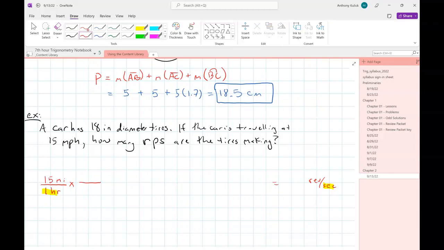I don't know how many seconds are in an hour, but I know 1 hour is 60 minutes. And I know that 1 minute is 60 seconds. So now my unit in the denominator is seconds. So I'm good with that. Everybody okay with how I did that? Just a basic unit conversion. Hopefully we all remember how many seconds are in a minute and how many minutes are in an hour. That's common, right?